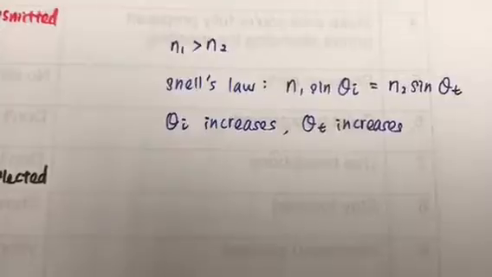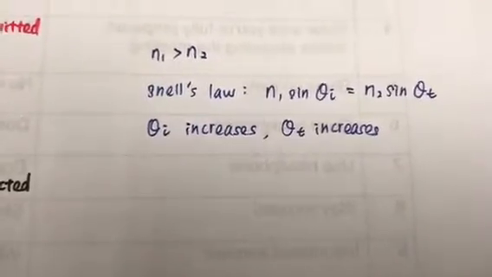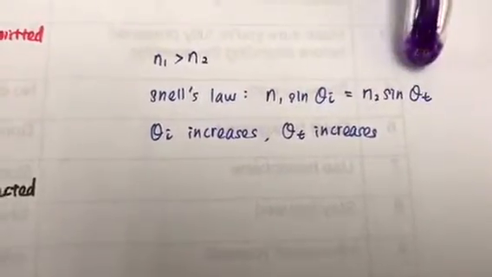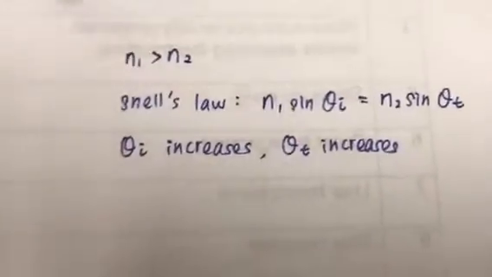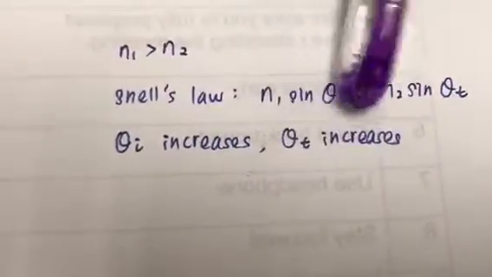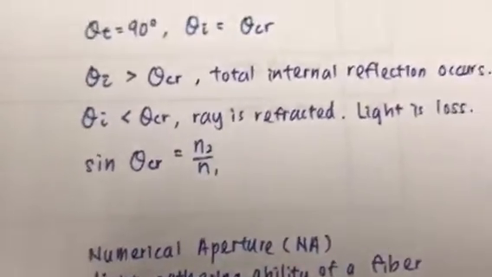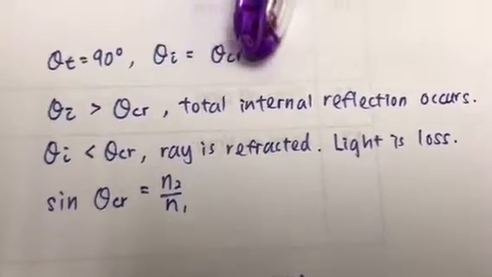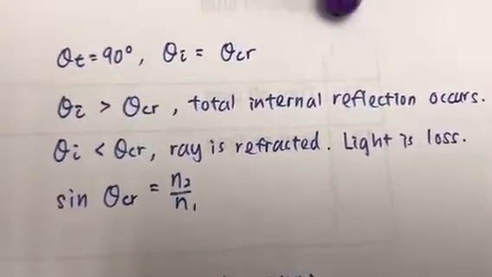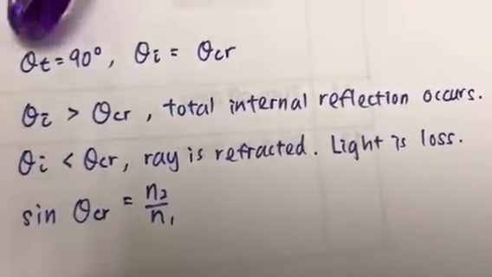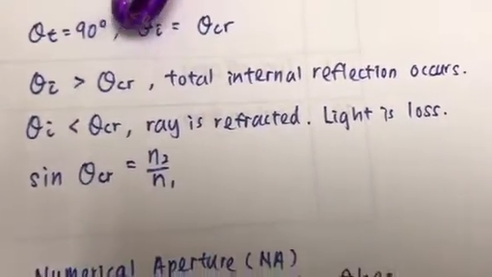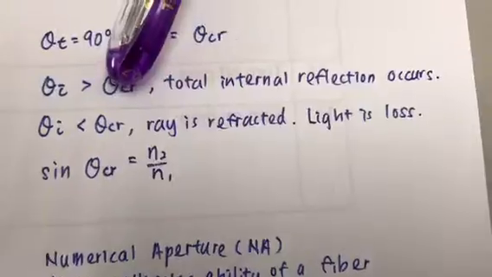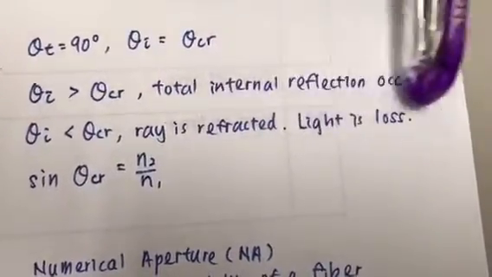And we must know Snell's law, which is N1 sine incidence angle is equal to N2 sine transmitted angle, where when the incident angle is increased, the transmitted angle will also increase. When the transmitted angle is equal to 90 degrees, the incidence angle will be equal to the critical angle. When the incidence angle is greater than the critical angle, total internal reflection will occur, and when the incidence angle is less than the critical angle, the ray is refracted and light will be lost.